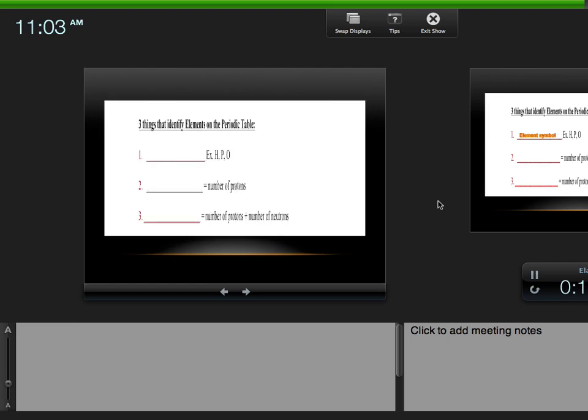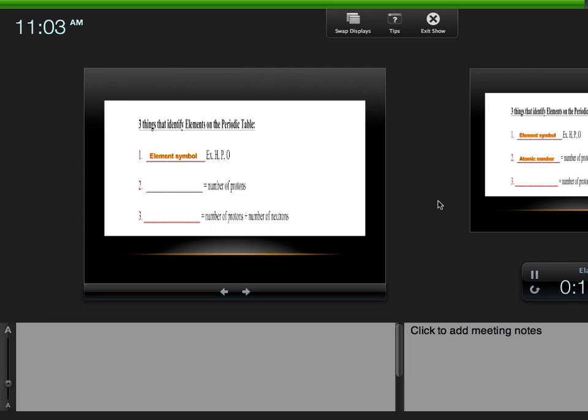There are three things that identify the element on your periodic table. The things like H, He, O, N, Ne. What are those called? Symbol. Element symbols.